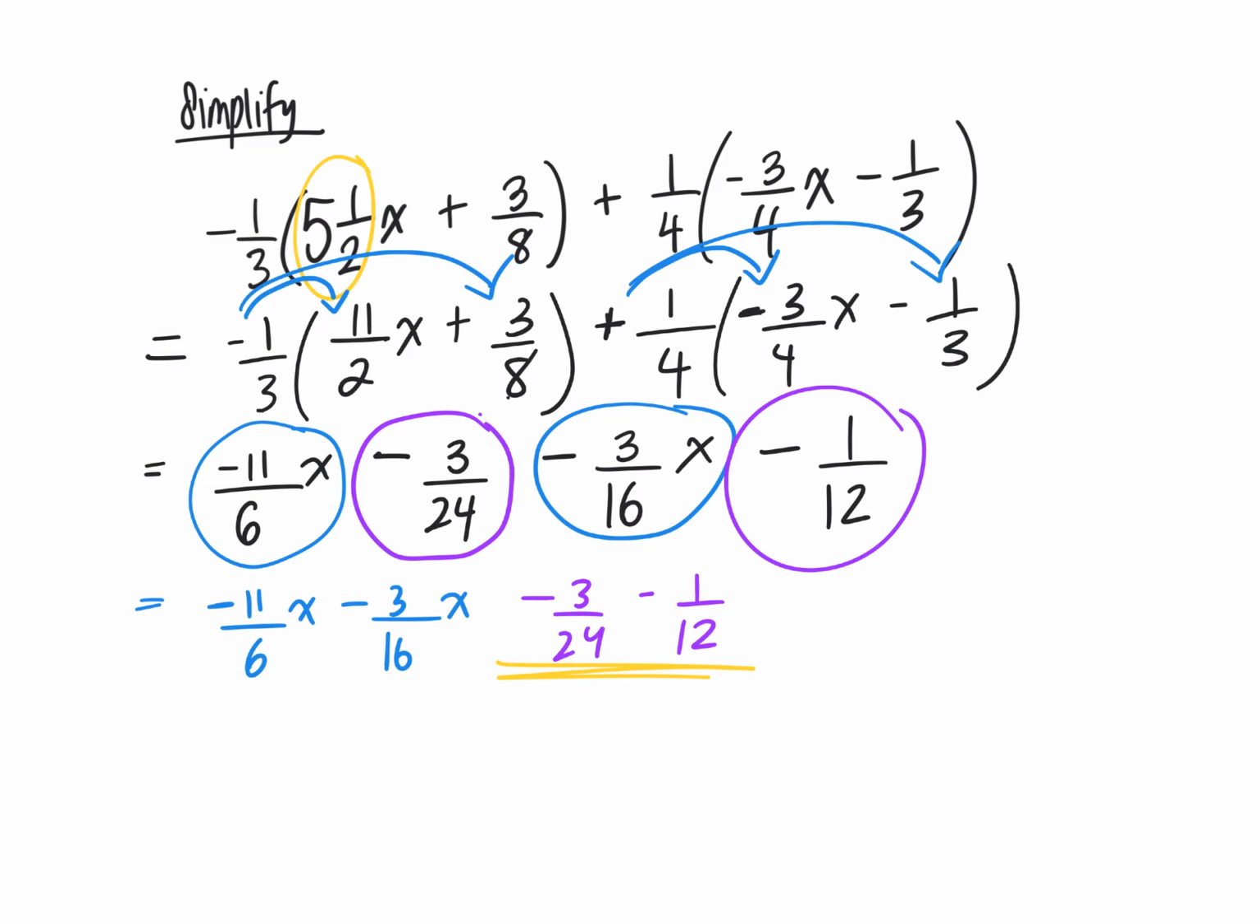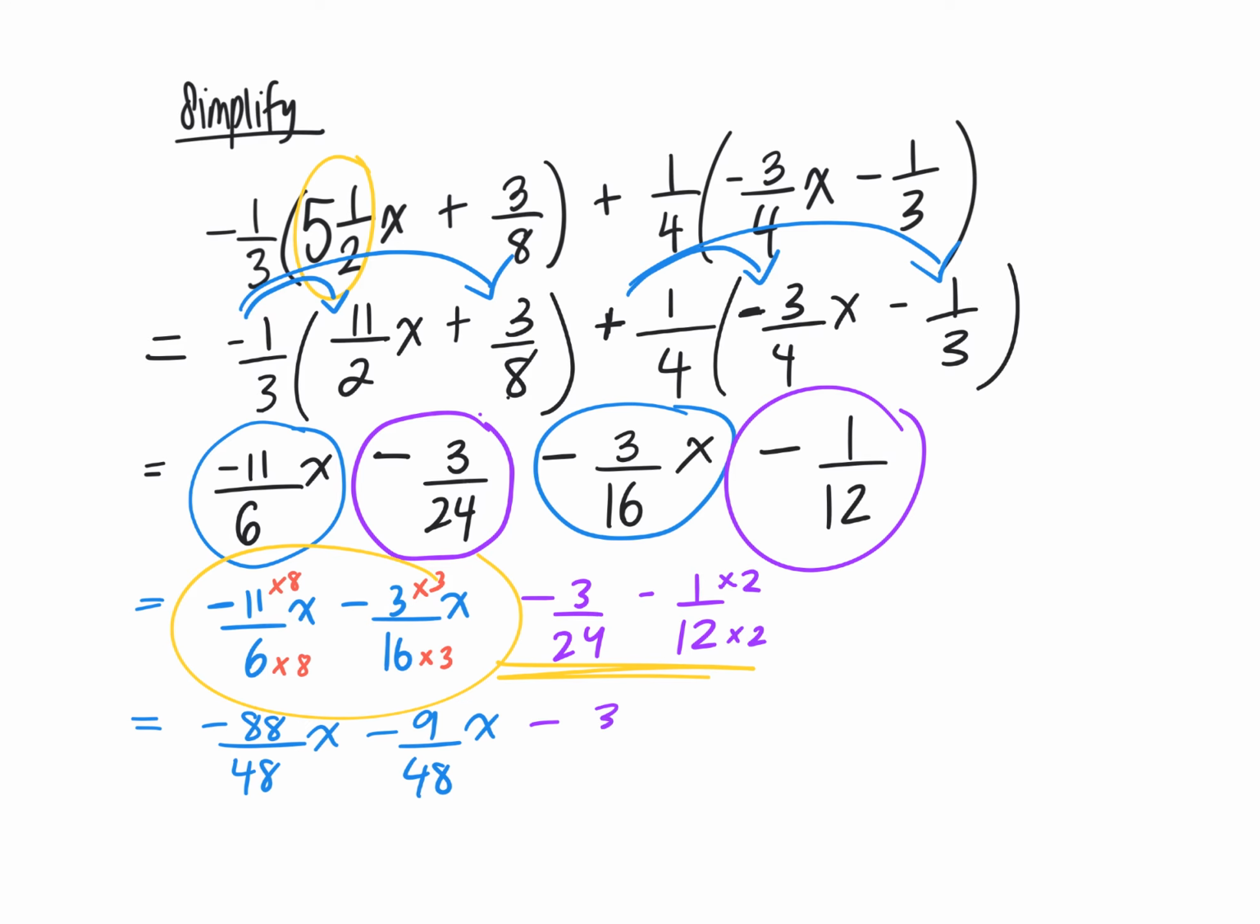Okay, so we need common denominators. What's the common denominator of these two terms? 6 and 16. Okay, so 6 times what is 48? 6 times 8. Times 8, and then 16 times what is 48? 3. Okay, so now we have, let's rewrite this as negative 88 over 48x minus 9 over 48x, and then what's the common denominator here? 12 times 2. So I can just leave this fraction, minus 2 over 24.